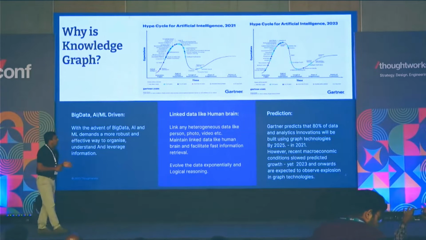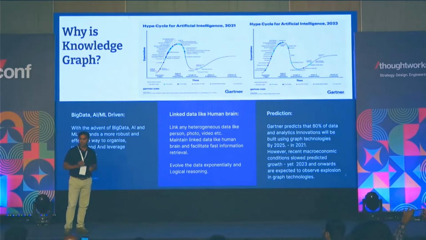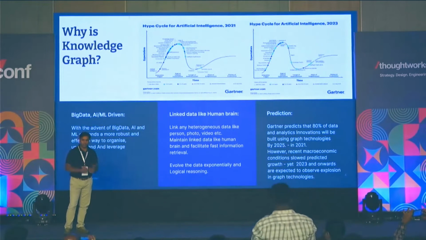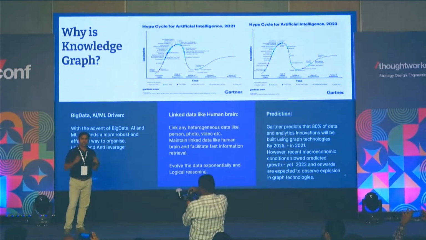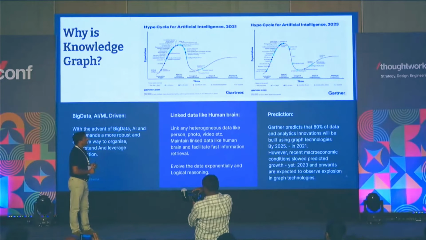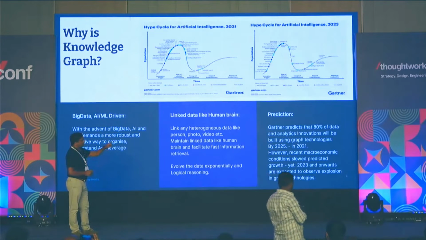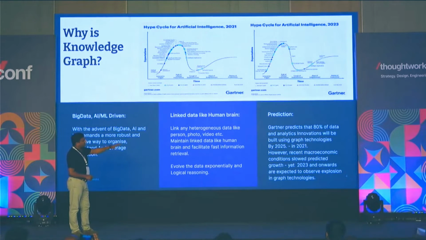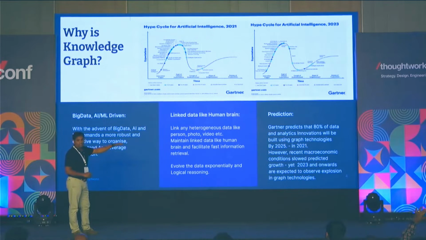Also, a knowledge graph works just like a human brain in organizing and storing information, and you can do faster information retrieval using the knowledge graph, right? And there is one interesting prediction from Gartner, which says that almost 80% of data and analytics innovations will be built using knowledge graph technologies by 2025. That was a prediction made earlier, but recent macroeconomic conditions have slowed it down. But in another couple of years, you can see that knowledge graph growth can be really explosive.